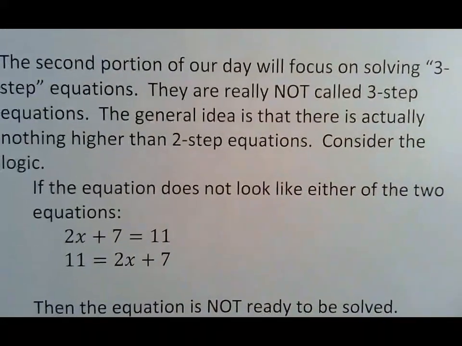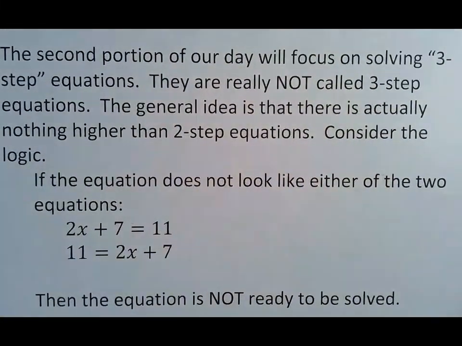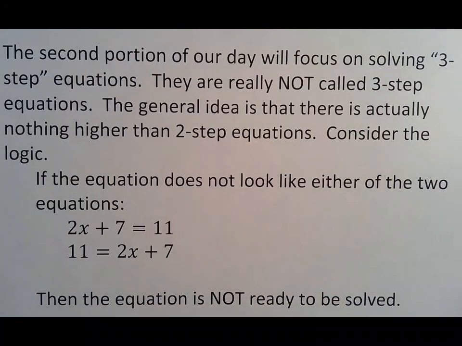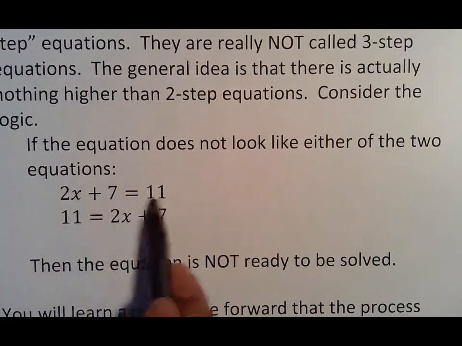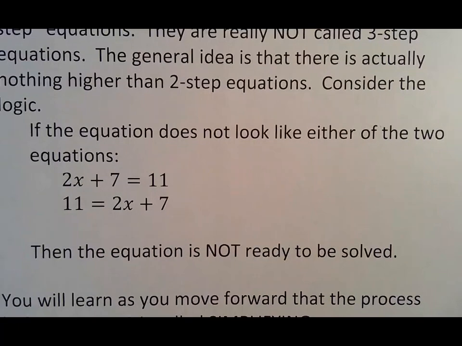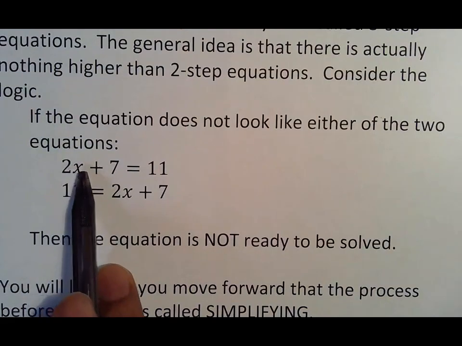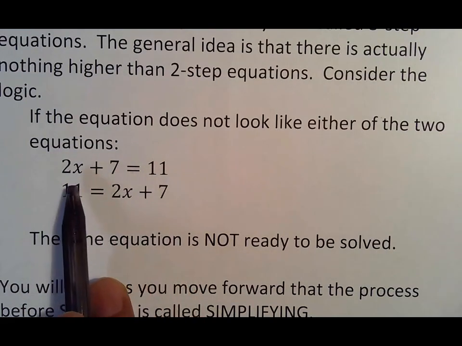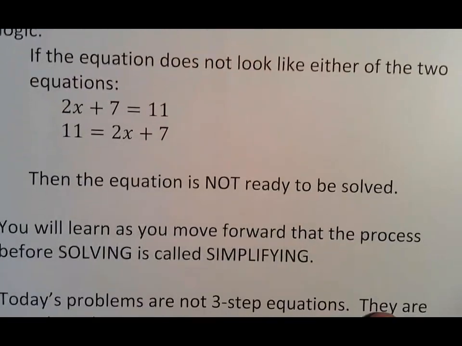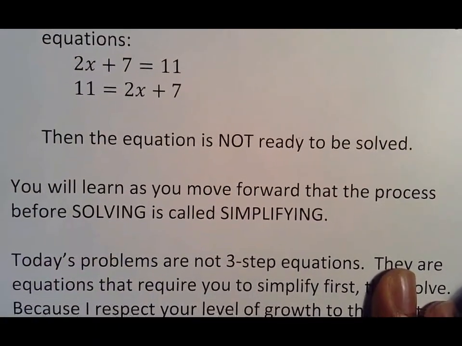The second portion of our day is going to focus on solving what you could call 3-step equations, but they're really not 3-step equations. The general idea is that there's actually nothing higher than 2-step equations. If you consider the following logic, if it doesn't look like this or it doesn't look like this, then it's just not ready to be solved yet. So anything you do to make it look like this is not really solving. What you're trying to do is to get it to look like something x plus a number equals a number, or a number equals something x plus a number. I know it's kind of crazy to sound, but you'll see what I mean.